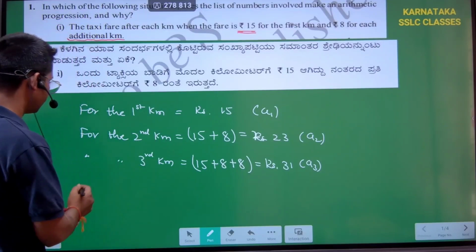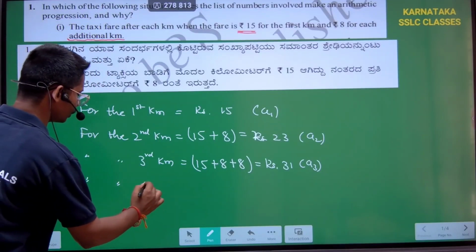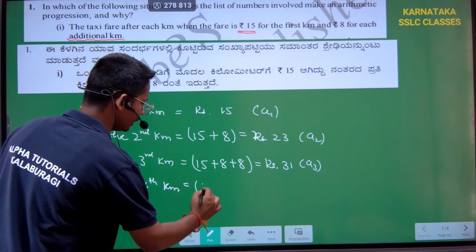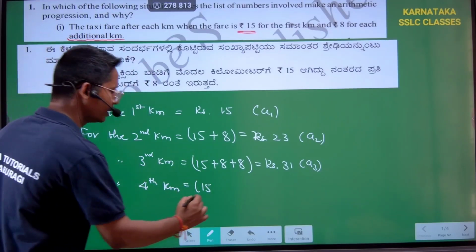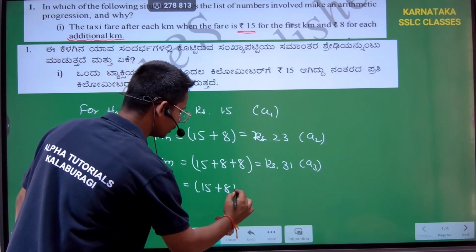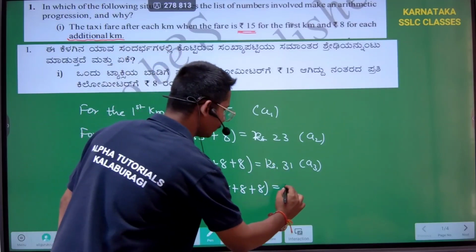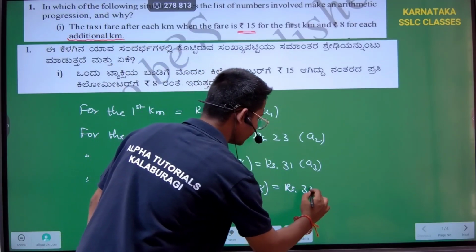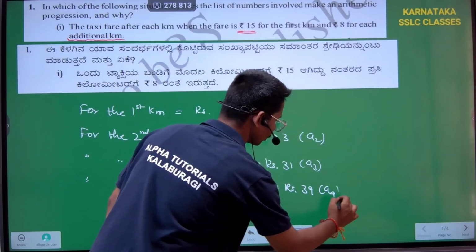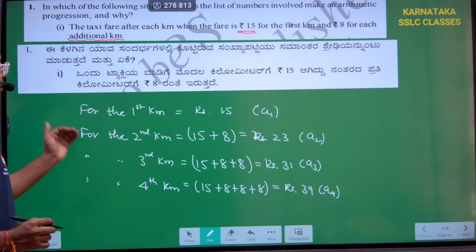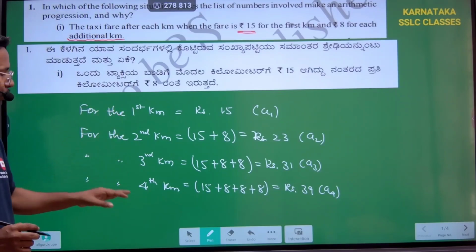Next, for the fourth kilometer, it is 15 rupees for the first kilometer, second kilometer 8, third kilometer 8, and again fourth kilometer 8. So if you add, you are going to get 39, which is A4. So these are the terms you get for the first kilometer to the fourth kilometer.